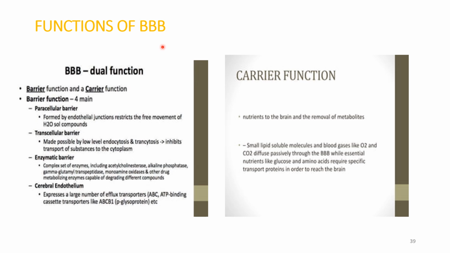What are the functions of the blood-brain barrier? It has dual function. That is, it has a barrier function and it has a carrier function. What are the barrier functions? It functions as a paracellular barrier. So this barrier is formed by tight endothelial junctions and restricts the free movement of the water soluble compounds.